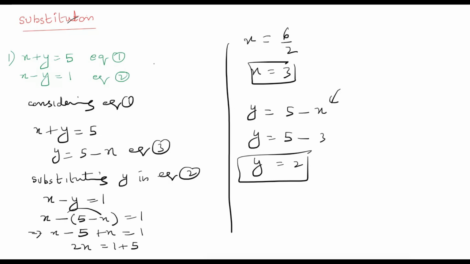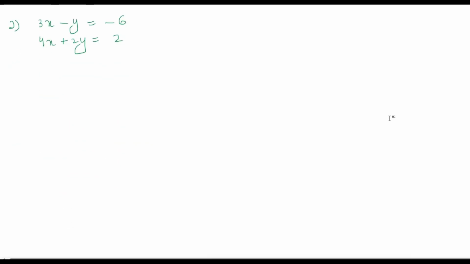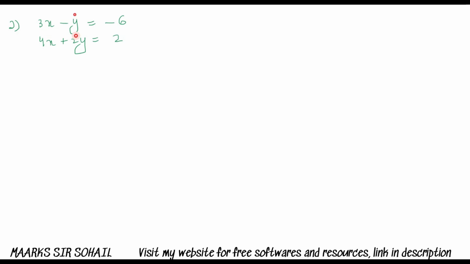Now I'll give you one more example so you have a better understanding of it. This is another example in which the first equation is 3x minus y is equal to minus 6 and the second is 4x plus 2y is equal to 2. Here you can see that y is the only variable which doesn't have any coefficient. So I'll try to make it the subject because it's easier. I'll start with the basic step, equation 1 and equation 2.